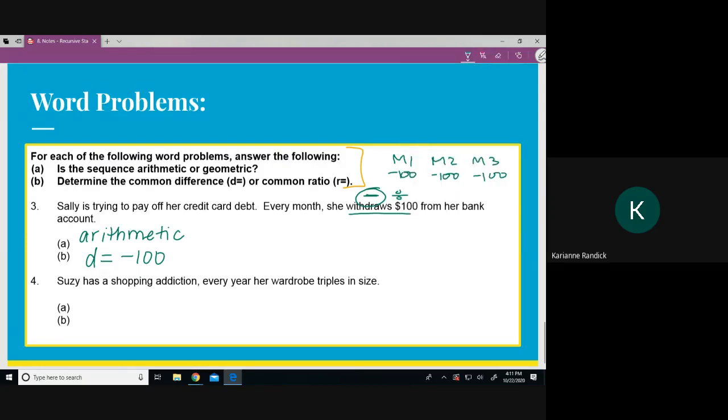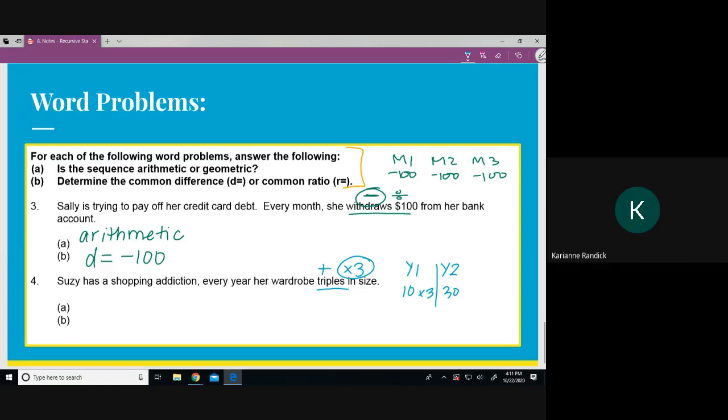And last but not least, we have Susie. She has a shopping addiction. Every year, her wardrobe triples in size. So triple, is that going up or down? It's increasing, so that's either addition or multiplication. But if I'm tripling, triple, double, quadruple, anything like that, these are keywords. Say on year 1 she had 10 items. If I triple for year 2, what do you do to triple a number? Triple means 3 of them, so that's times 3. I would have 30 in year 2.